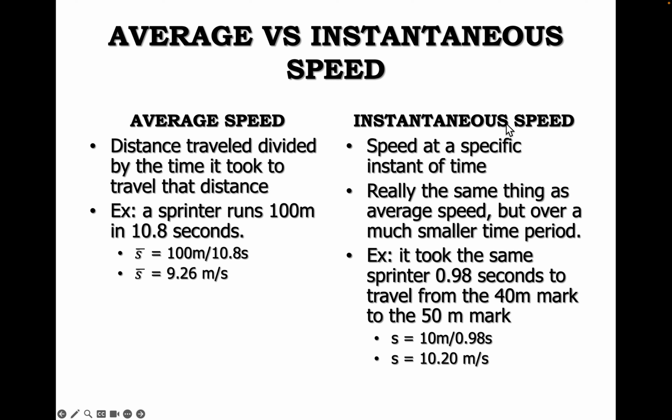So instantaneous speed is often useful where we want to look at what speed is at one specific point in time, versus average speed, looking at what your speed is going to be over a longer period of time.